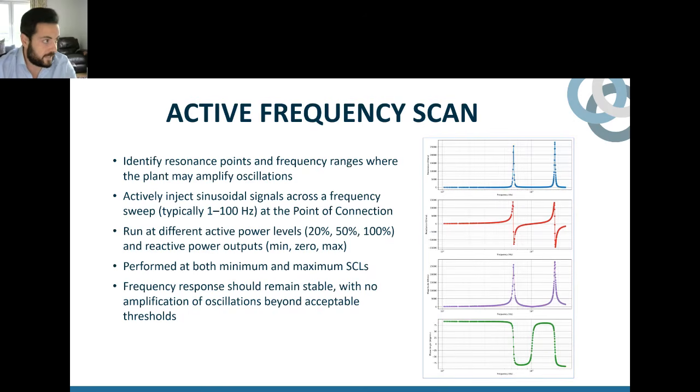The final test, active frequency scan. This is to identify resonance points and frequency ranges where the plants may amplify oscillations. This is again a case of injecting sinusoidal signals across a frequency sweep at the point of connection. What we're looking at is the plant impedance as seen from the point of connection. The resistance, reactance, magnitude, and phase are plotted across the frequency sweep.